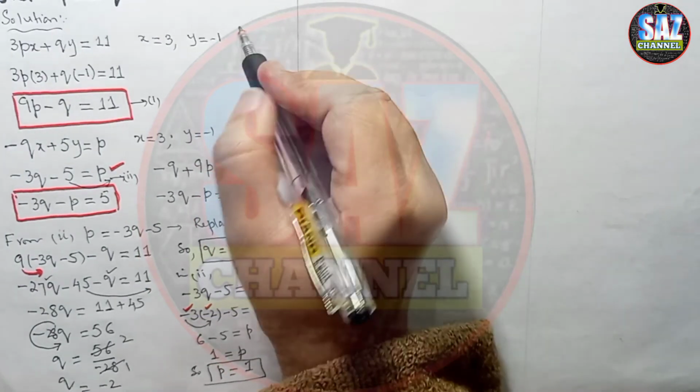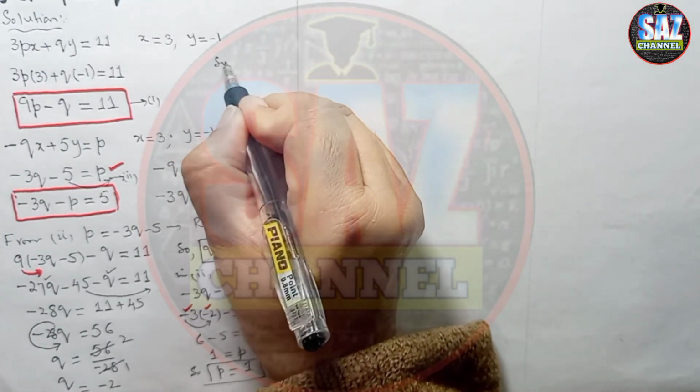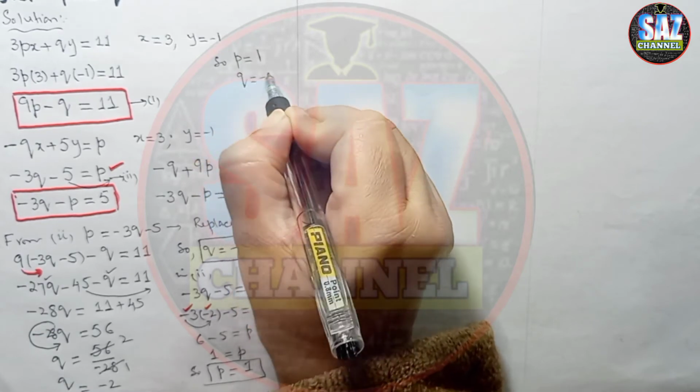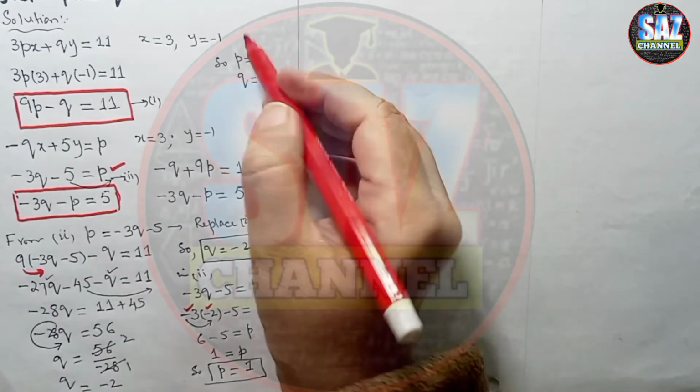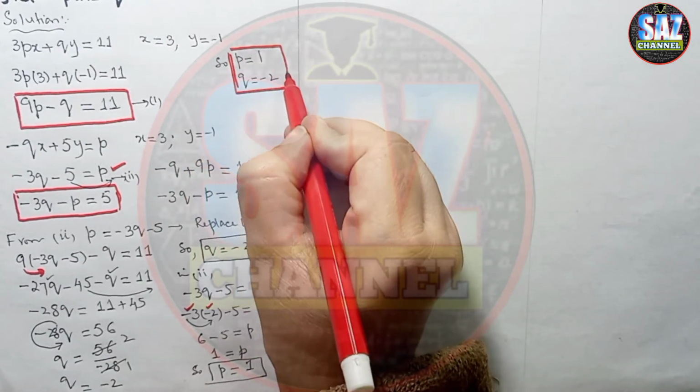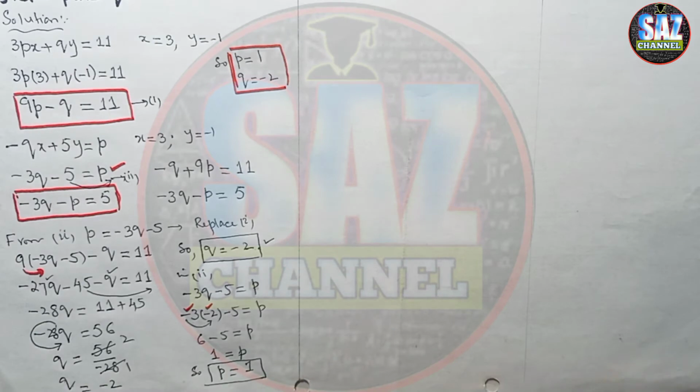So finally I can write my answer here, that P equals 1 and Q equals minus 2, which was the requirement of the question. I hope this question is really easy for you now. Let's move to question number 12.